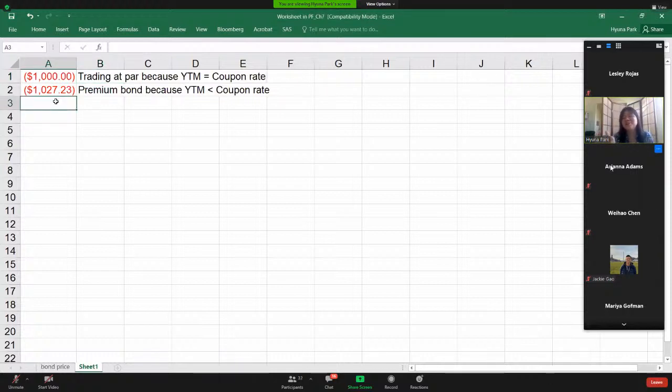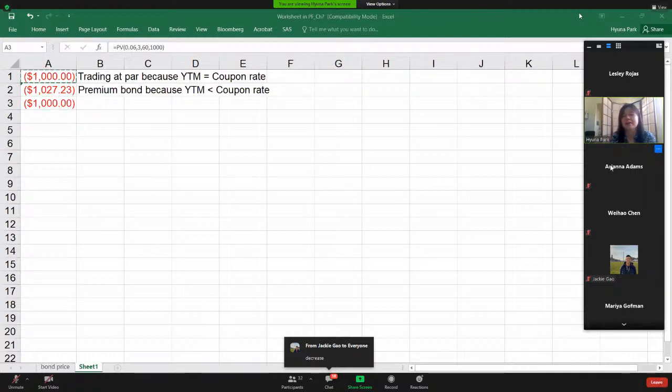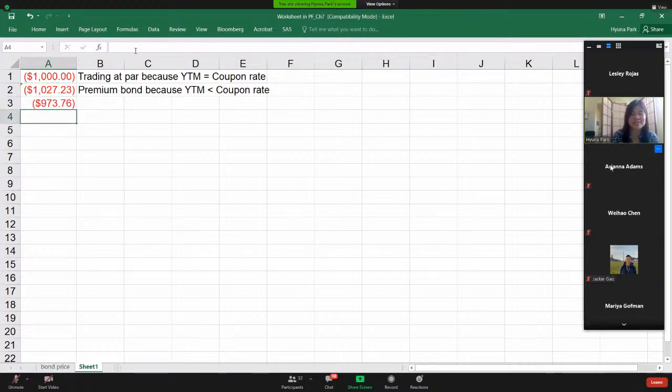So what if yield goes up to 7%? What do you think is going to happen? Let me copy this. When yield goes up, present value goes down, so this bond price will be lower than $1,000. Let me change this. Yield goes up to 7%, and this becomes a discount bond, because the coupon rate is lower than the yield.